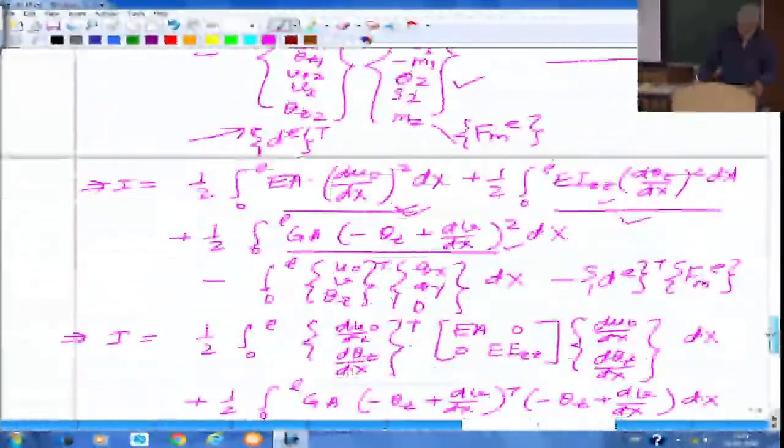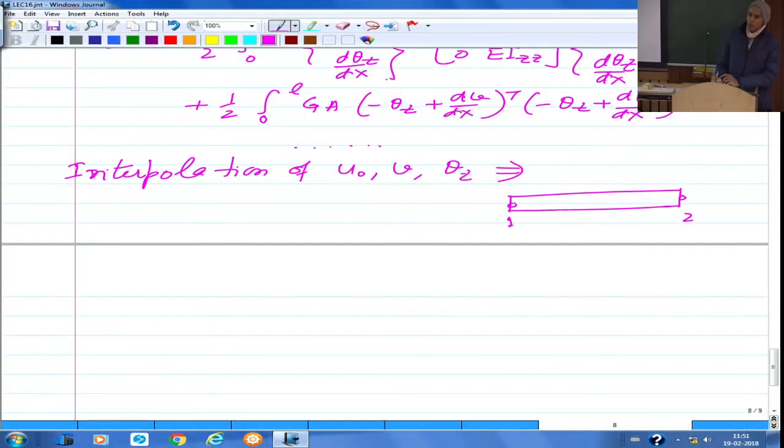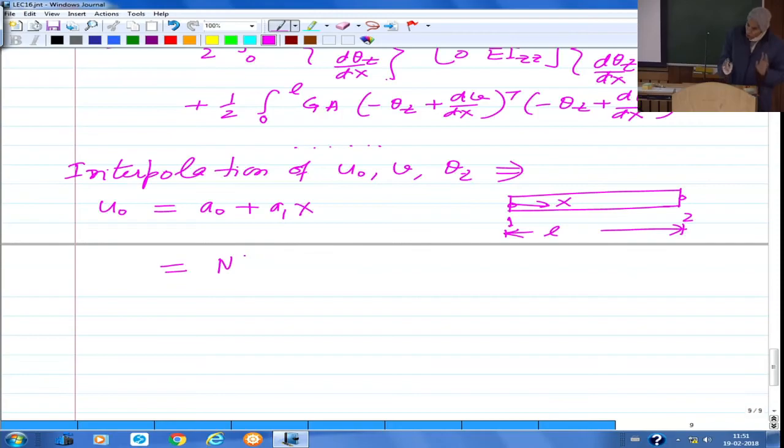So with this 2-noded element, when I interpolate u naught, corresponding to u naught I have only 2 degrees of freedom for the element. So in the approximate solution I can have 2 unknown constants. I can assume u as a0 plus a1 into x, where x is the local element axis and the element length is small l. Then you can write a0 and a1 in terms of u1 and u2, and finally write this with shape functions, N1 into u naught 1 plus N2 into u naught 2. This exercise we have done earlier.